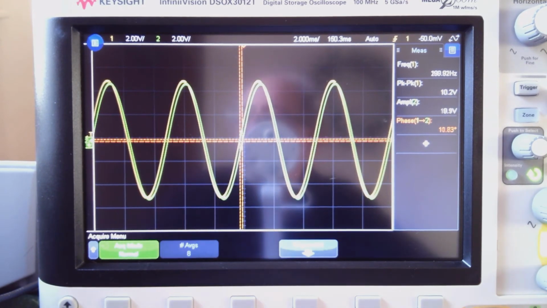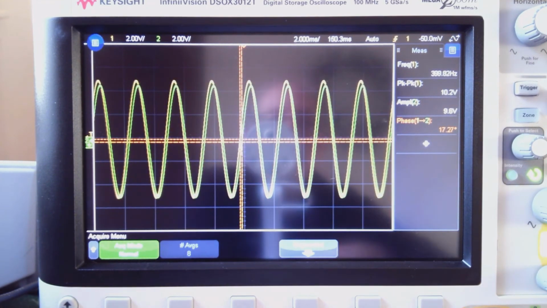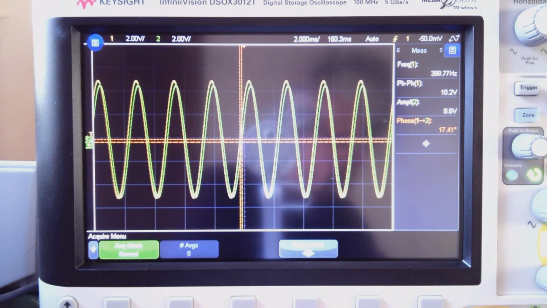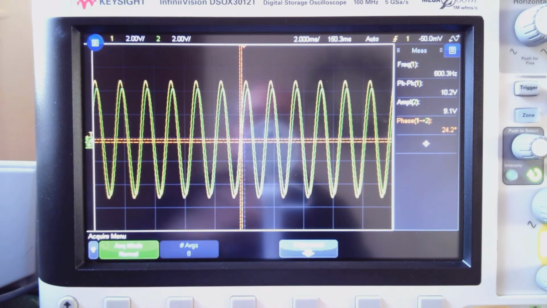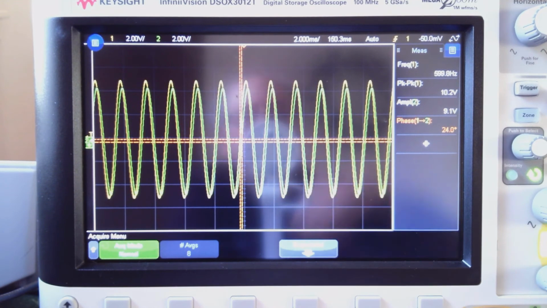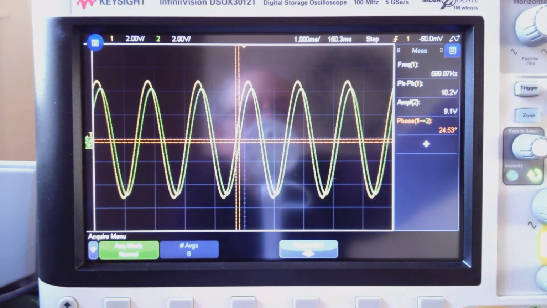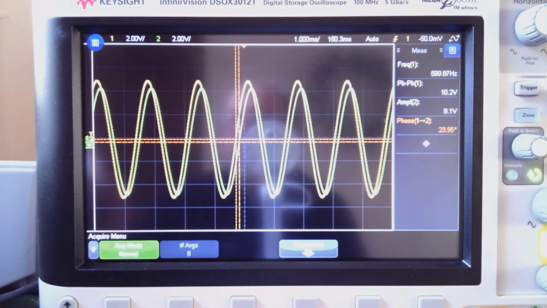So let's go up to 400 hertz. Next measurements at 400 hertz: input 10.2 volts, output 9.6 volts, and the phase angle 17.28 degrees. So that's at 400. We're going to go to the next measurement at 600 hertz. At 600 hertz, 10.2 volts in, and it looks like the output's starting to go down. It's 9.1 volts. Our angle is about 24.5 degrees. So that's at 600 hertz.